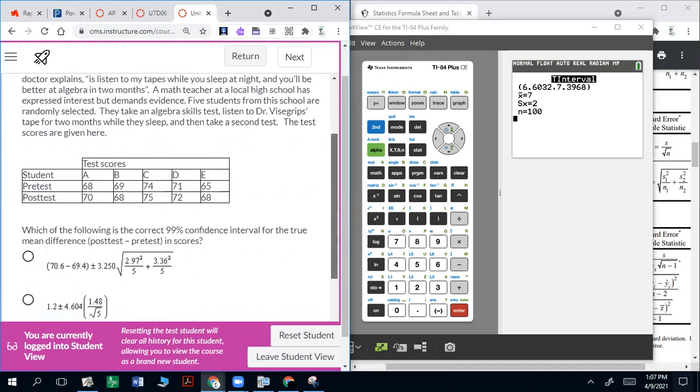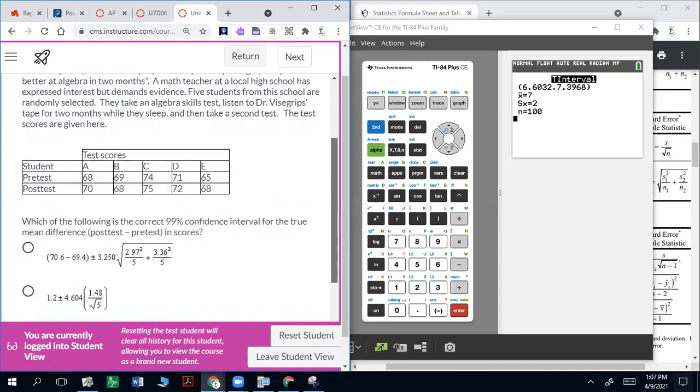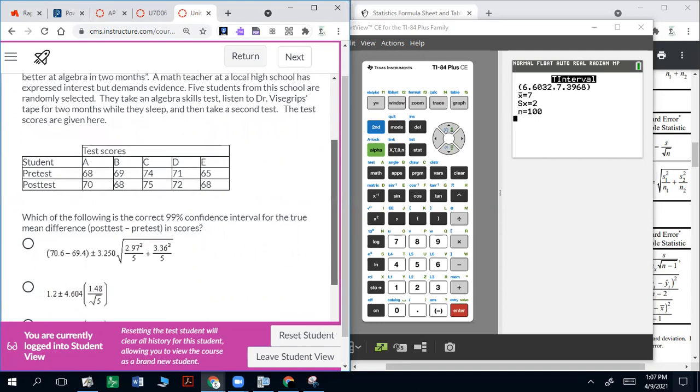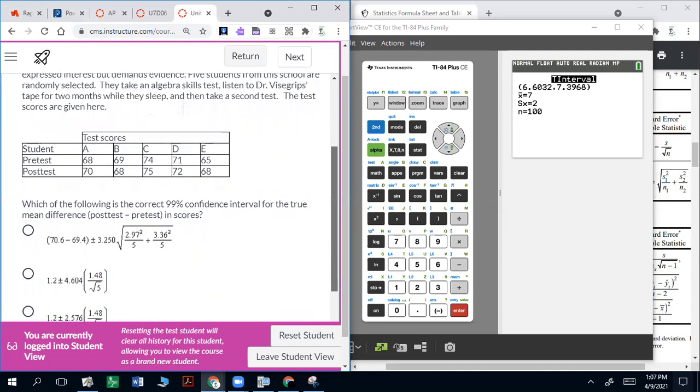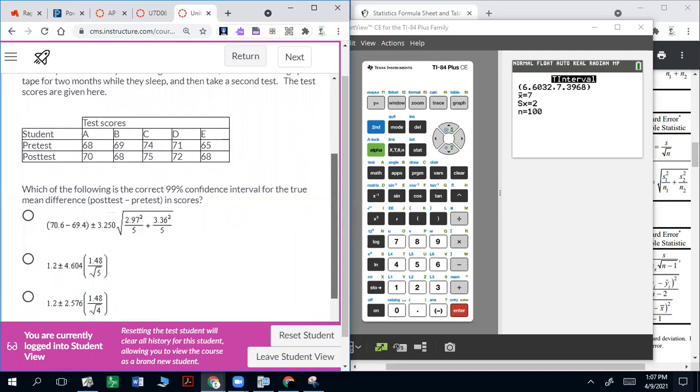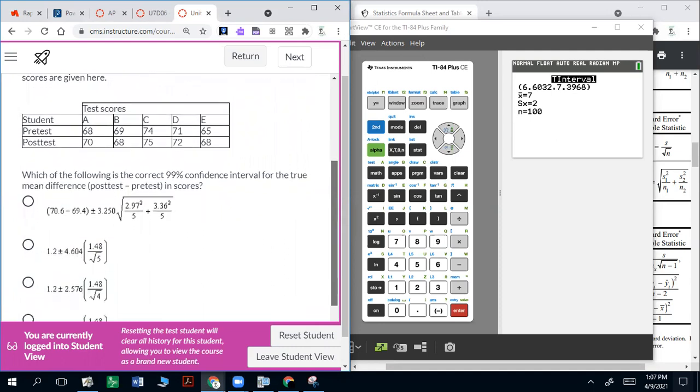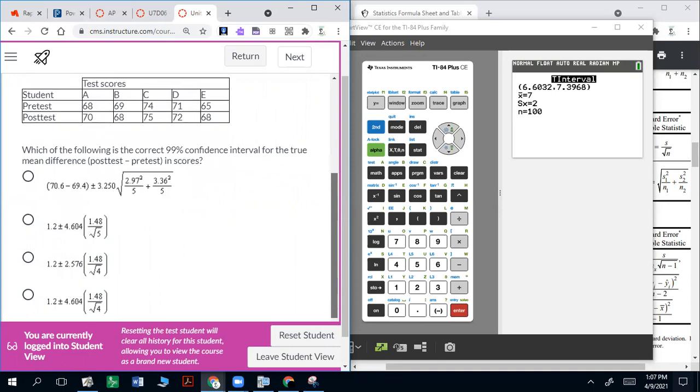5 students from the school are randomly selected. They take an algebra skills test, listen to Dr. Weisskopf's tape for 2 months while they sleep, and then take a second test. The test scores are given here. Which of the following is the correct 99% confidence interval for the true mean difference, post-test minus pre-test in scores?